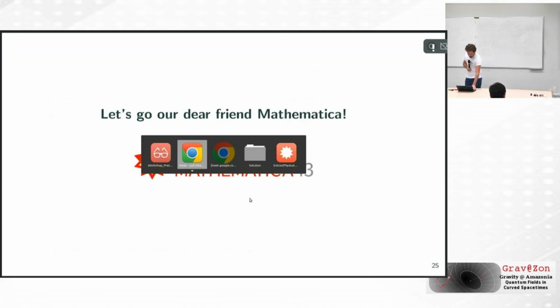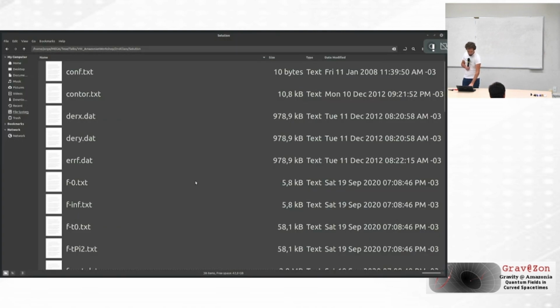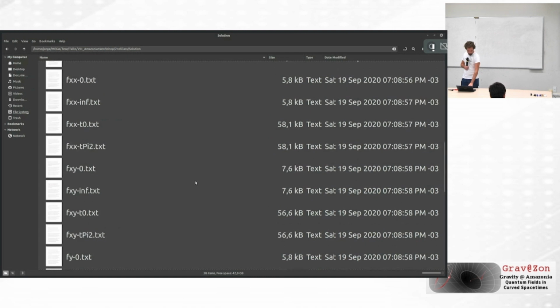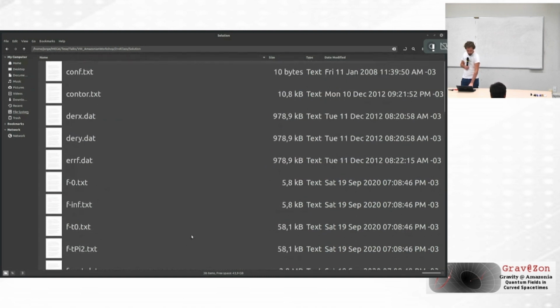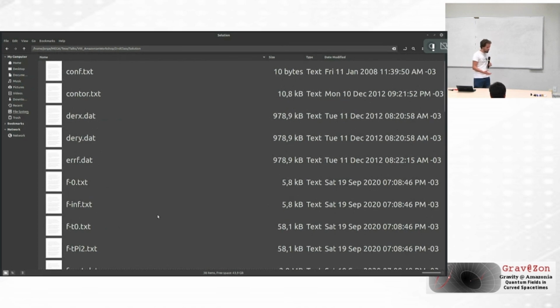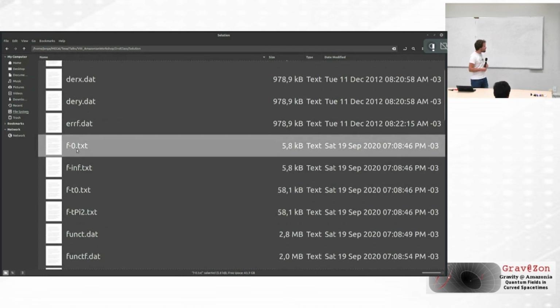So imagine that you have a solution and you have something like this. You have a lot of files. That's basically the output that CADSOL gives you. The most important files are usually the ones that start with an f. So for example, this one, f/0. What it has are the functions f1, f2, f0, w, and phi, computed at the origin. So the /0 means the origin. So these are the values of the functions exactly at that boundary.